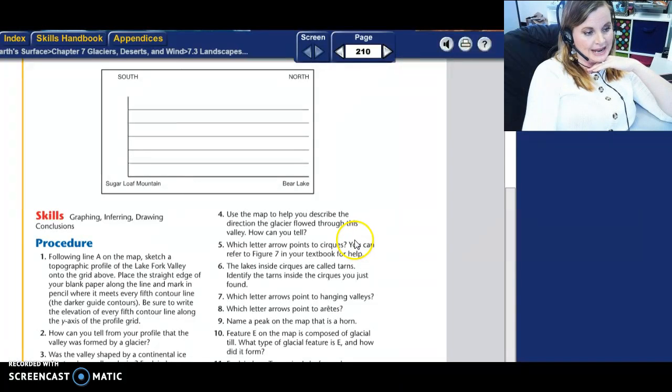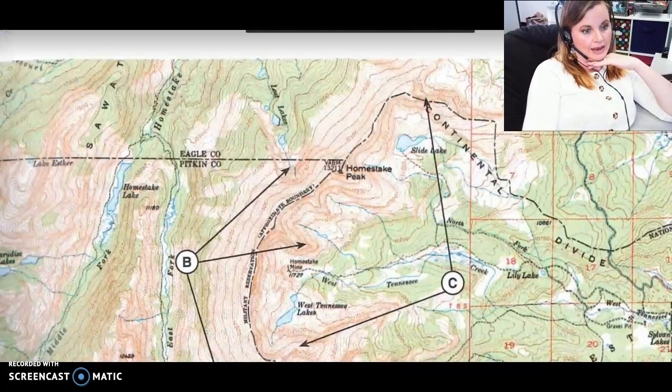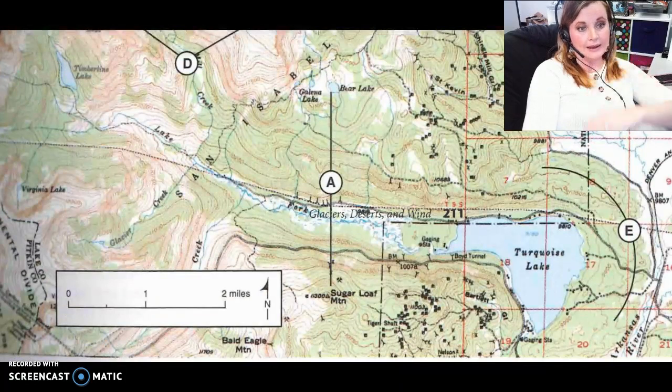And number 10, we talked about that being a moraine, and I already mentioned the formation of that earlier. So just think about how it acts as a dam, how it's damming up the flow of that meltwater from the glacier.